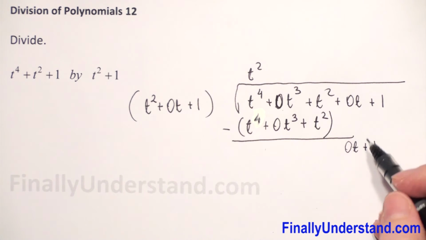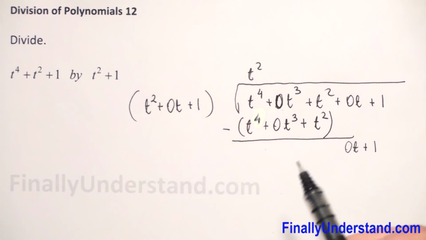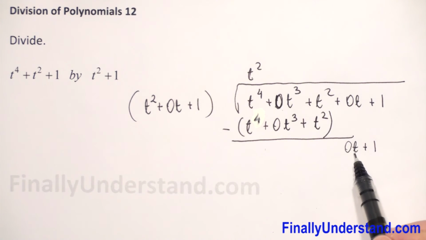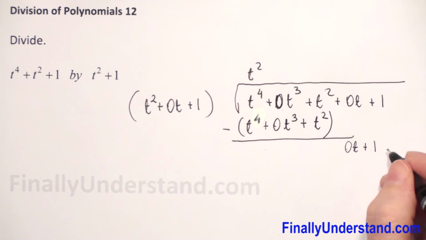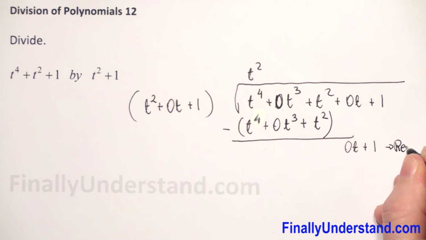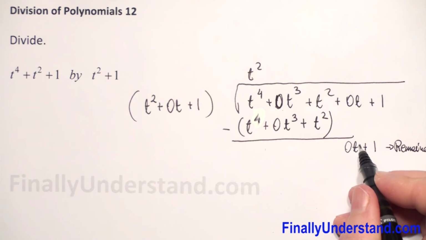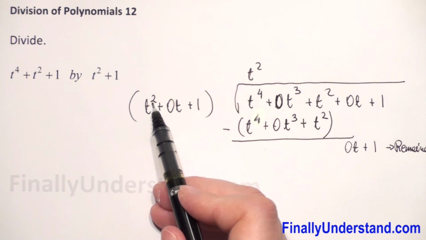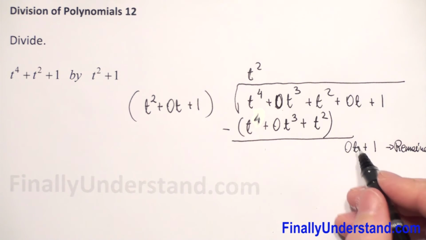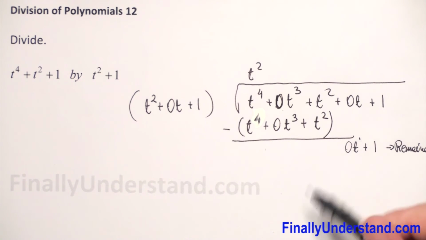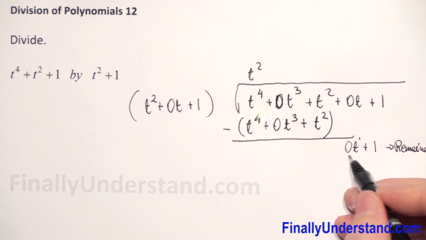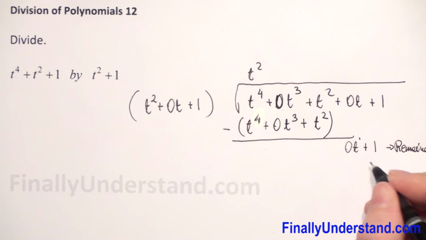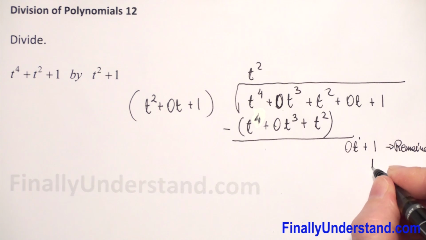So now we see that the power of our remainder is smaller than the power of our divisor. This is t to second power, here is like t to first power. So we cannot do division anymore. So now when we have 0 times t, it's just 0. So our remainder is only 1.